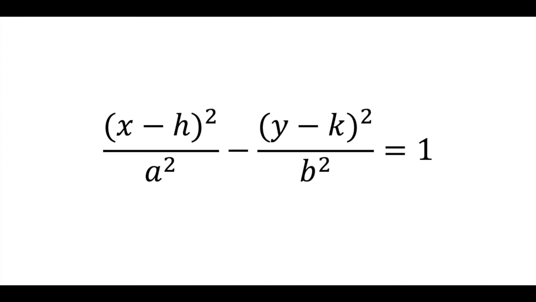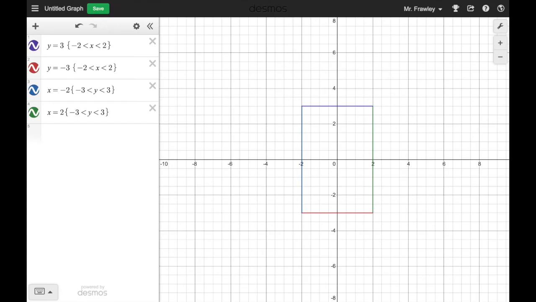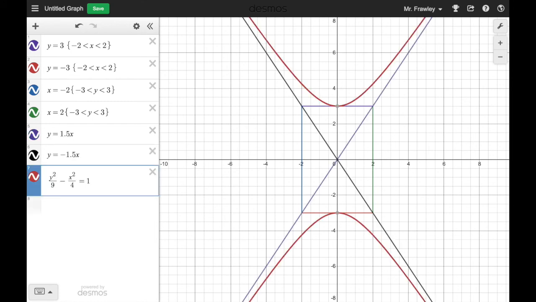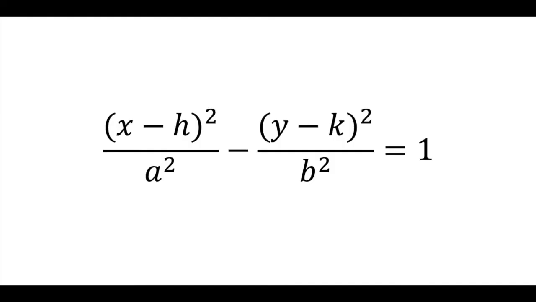The two denominators in this case perform an interesting function. They define the dimensions of a rectangle which set up asymptotes. The hyperbola touches the sides of the rectangle and traces along the asymptotes set up by the diagonals. The lead term in the equation, which can be either (x minus h) squared or (y minus k) squared, determines the direction in which the hyperbola's curves open.